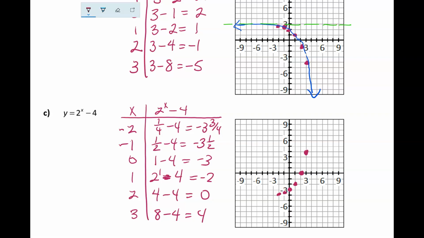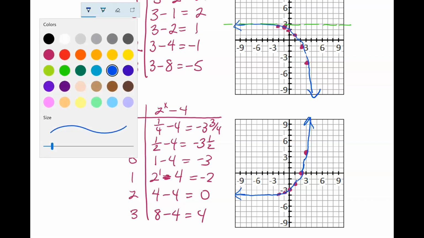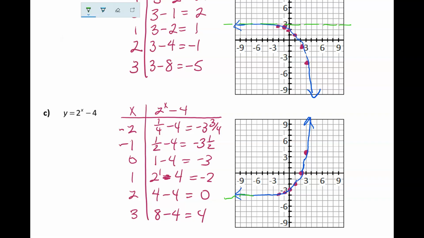And so that ought to give us a pretty good idea of what that graph looks like. It's going to go very close to this horizontal line on the left side and then going to get very steep on the right side. I'm going to go ahead and put a little dashed line in there for that horizontal asymptote. And that's it.